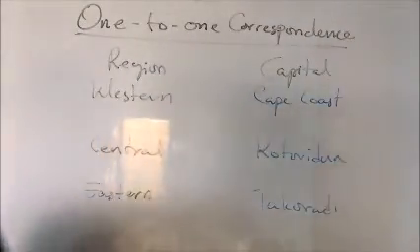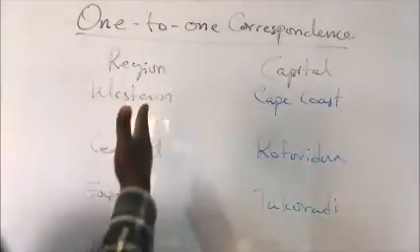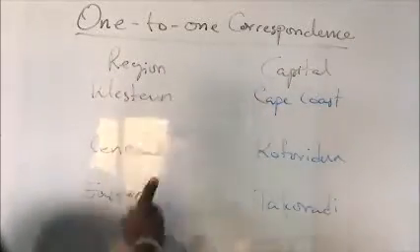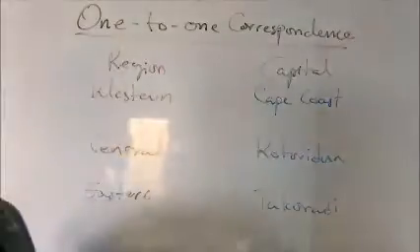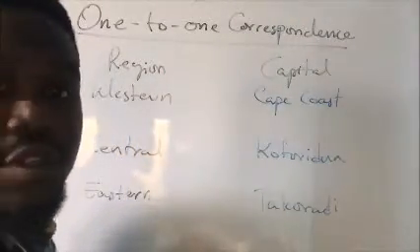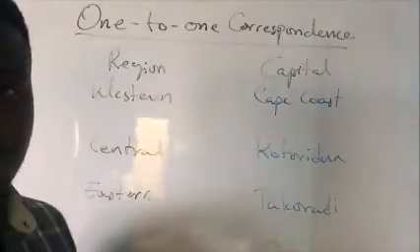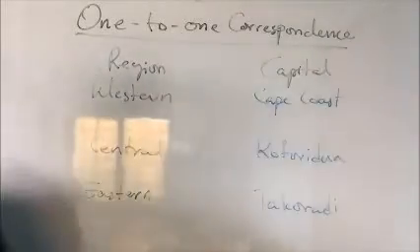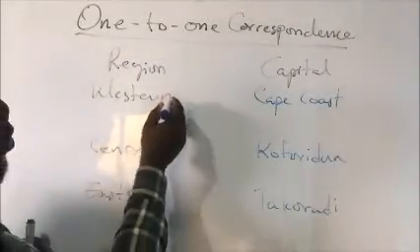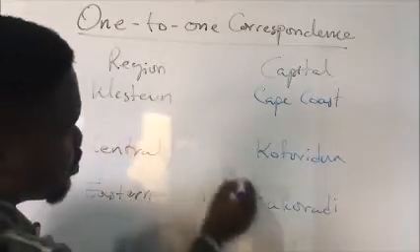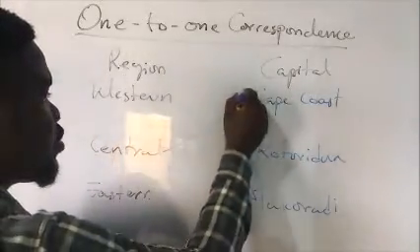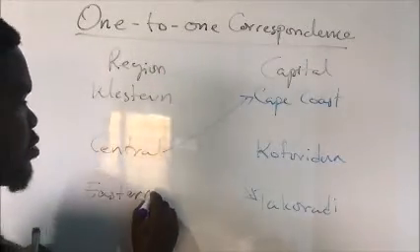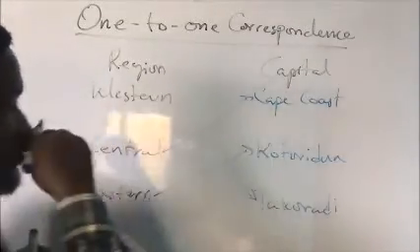Okay, now when you look at this and you are supposed to correspond these regions to their various capitals, that is why it's called correspondence. But then in JHS you say you have to map them. Good. So when you do this, you realize that Western region goes with that, Central region goes with that, and Eastern region goes with that.